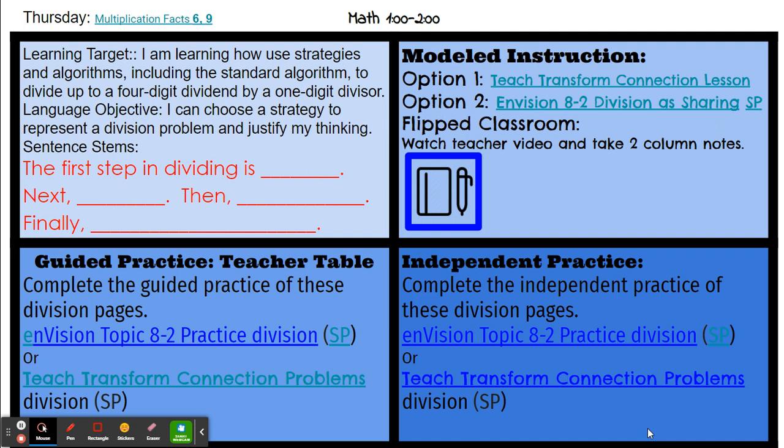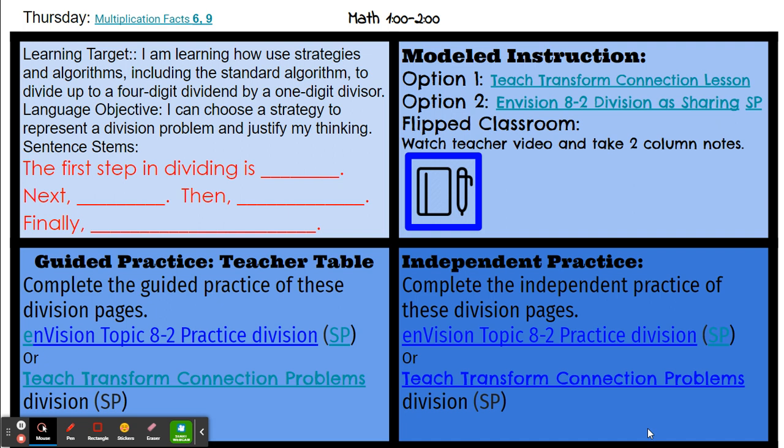This has been our goal all week, and hopefully you're starting to feel more confident when you divide. The language objective is: I can choose a strategy to represent a division problem and justify my thinking. Our sentence stems are: the first step in dividing is, next, then, finally.